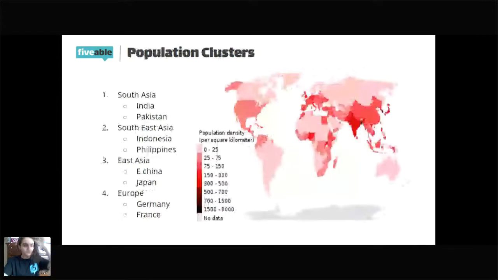Okay, so population clusters. There are four main population clusters in the world: South Asia, Southeast Asia, East Asia, and Europe. On the map here, you can identify those population clusters. The darker the color, the more populated the region is, right? So you have South Asia.